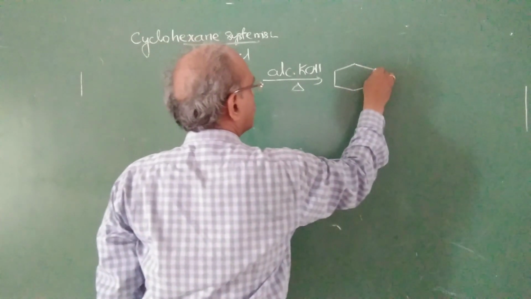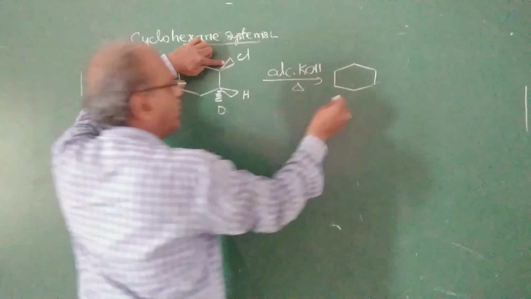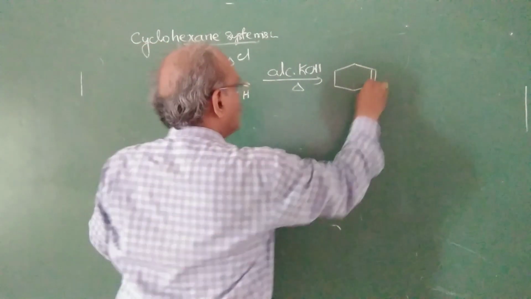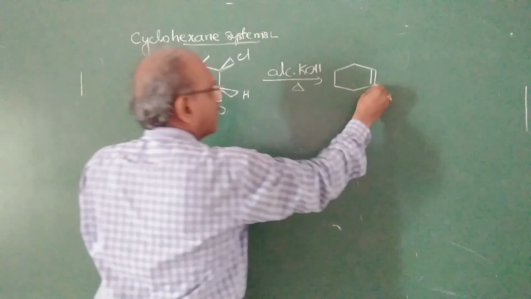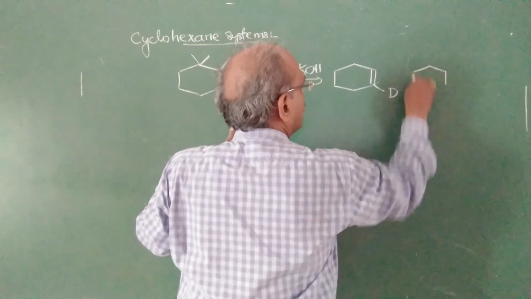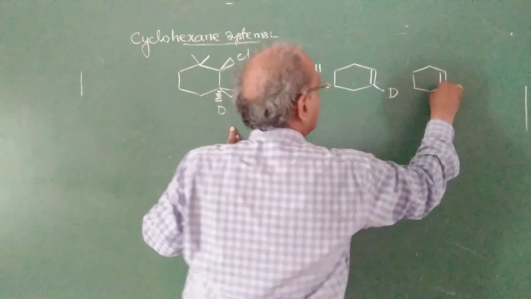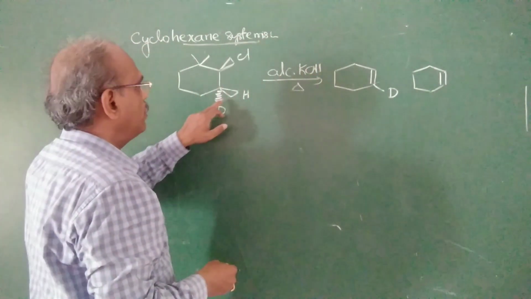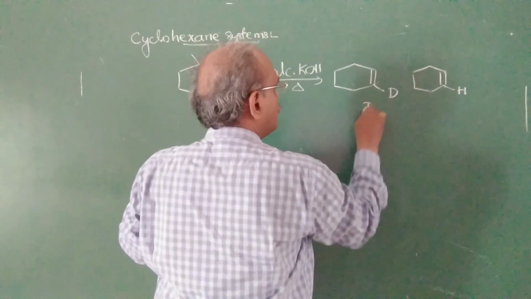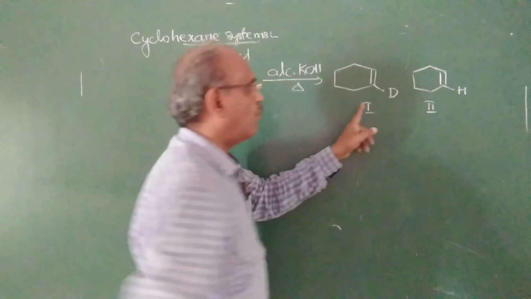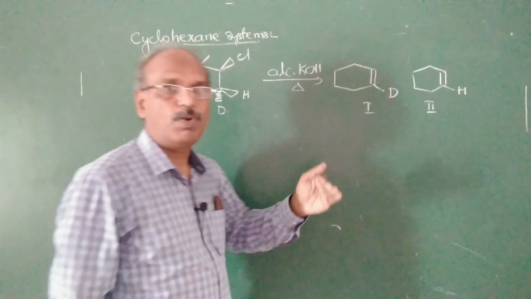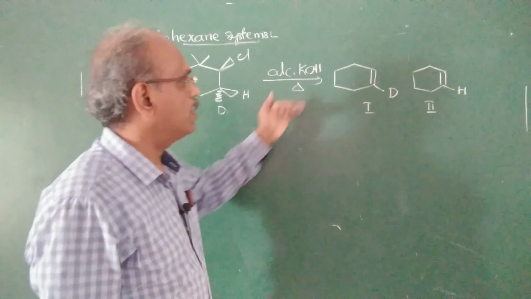Generally we expect loss of Cl from this carbon and either H or D. Suppose H is removed, then the remaining one is D. If D is removed, the remaining one is H. Now the question is, which is the correct product? One or two or both? That is the point we are going to see here.